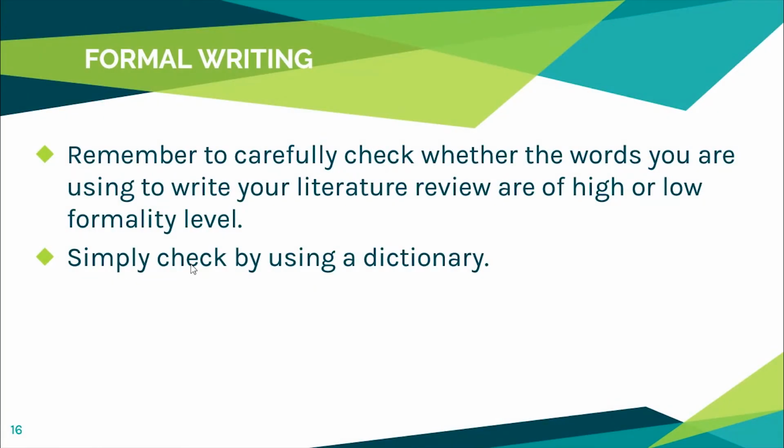Okay, so first of all, you need to know what formal writing is. Formal writing is very simple. You just need to remember to carefully check whether the words you are using to write your literature review are of high or low formality level. You could simply check the formality level by using a dictionary, an online one or even an offline one. But make sure that you use a reliable one like the Oxford Dictionary, Cambridge Dictionary or Longman, from a reliable publisher.